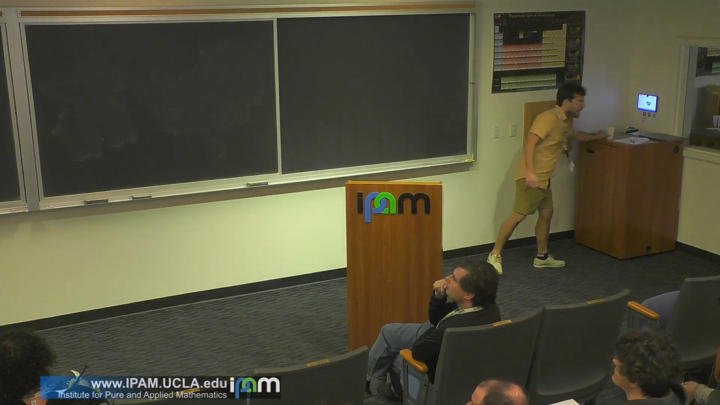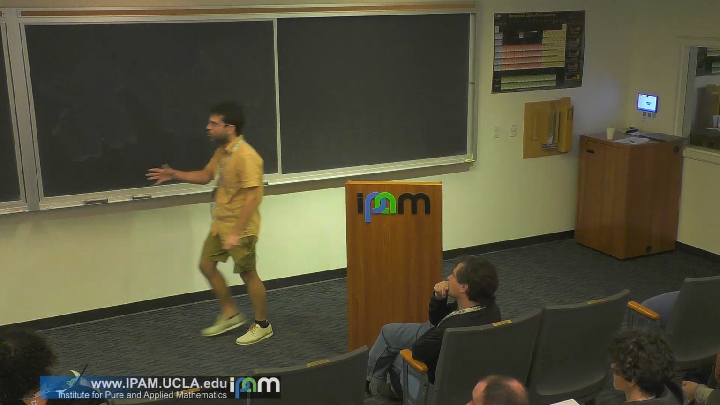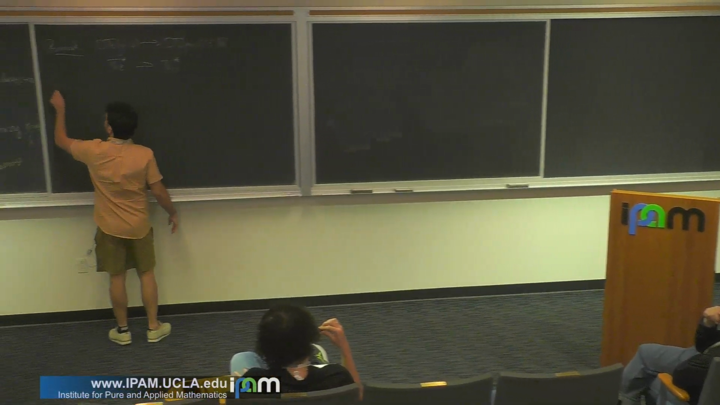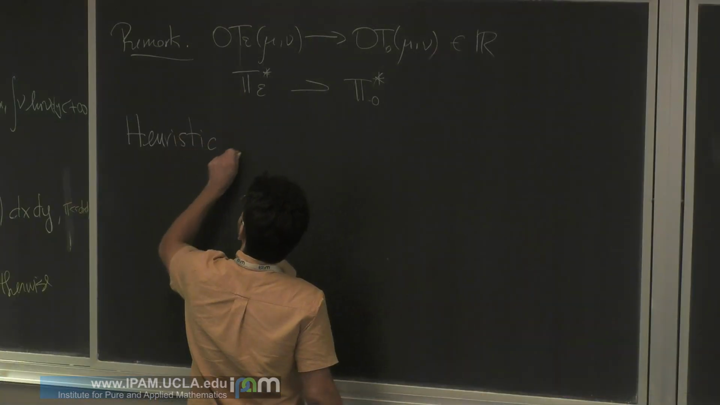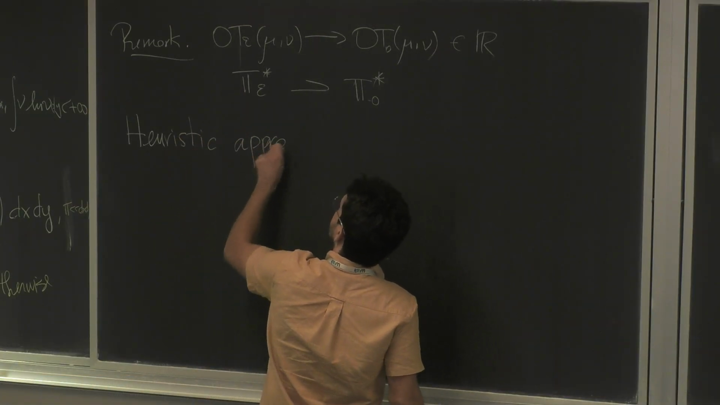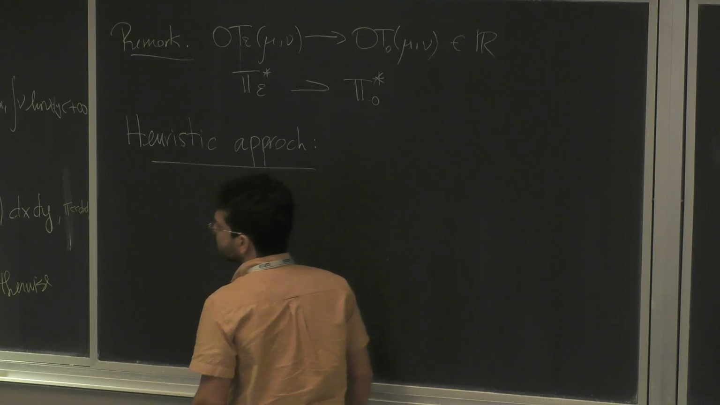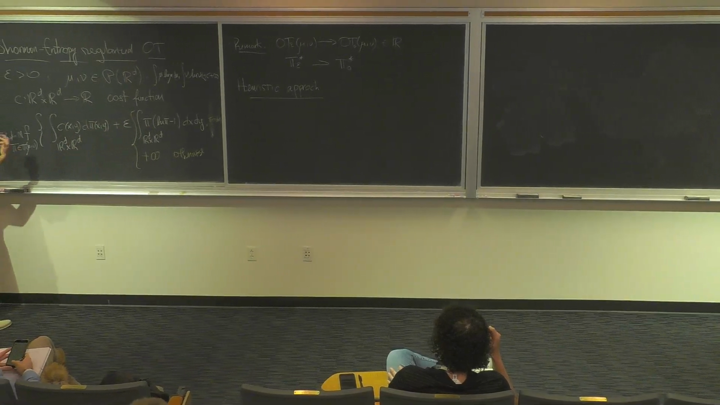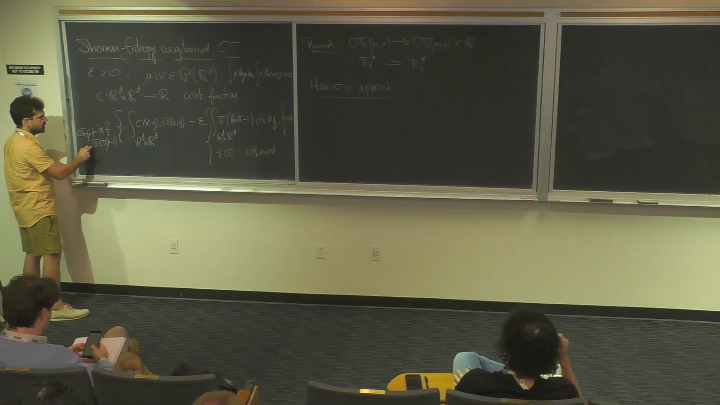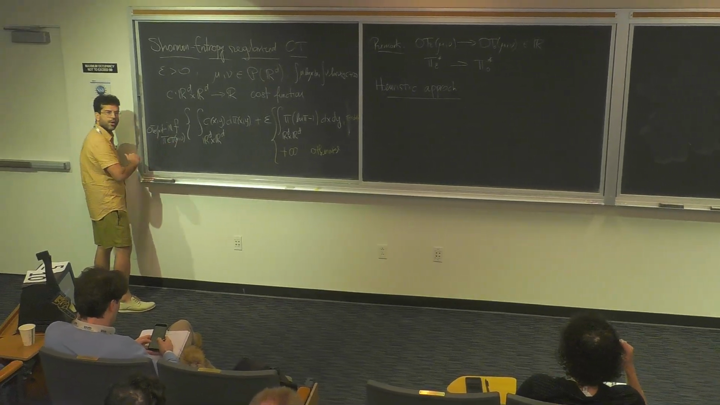So let's try to have a heuristic approach just to get as quickly as possible to the computational algorithms. So what I want to do is treat this problem like a finite dimensional problem, and use a Lagrangian to enforce the constraint that pi should have the correct marginals.